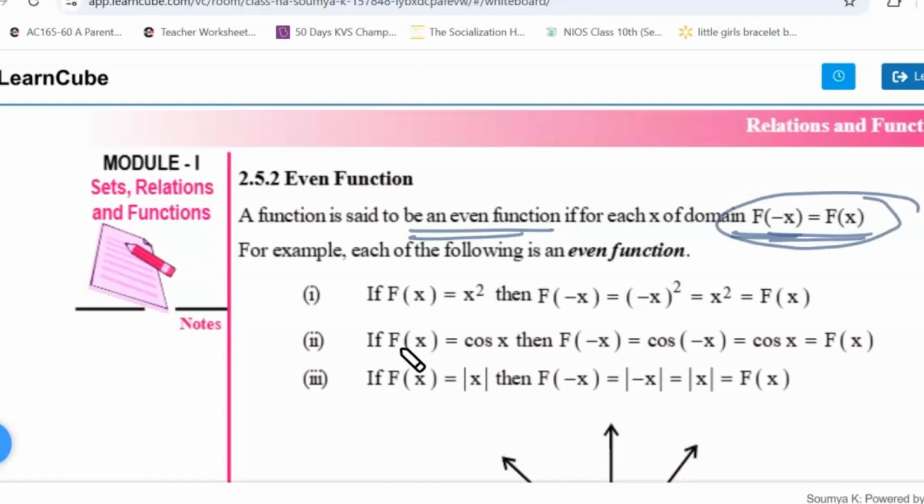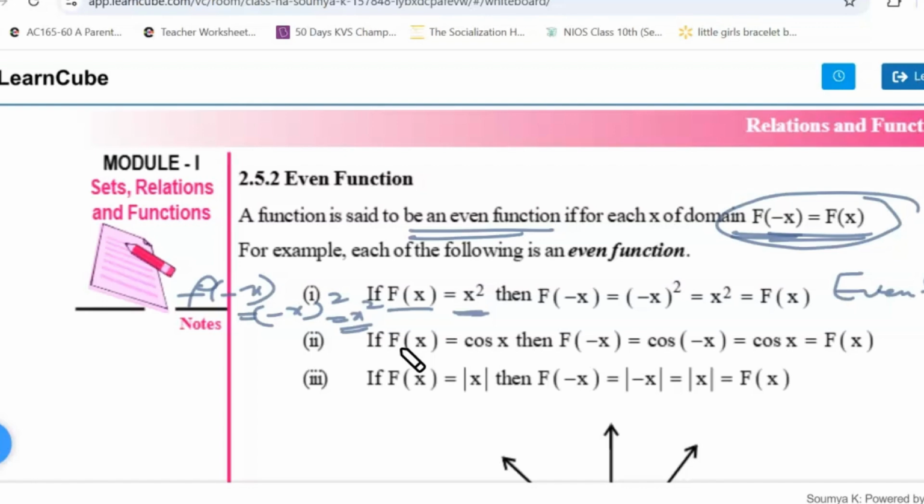Okay, consider a function like f of x equal to x square. When you find x square, f of x is x square. Okay, now consider f of minus x as well. If you put minus x in x square, you will also get x square. Both the values are the same. So in this case, you can call this an even function. Okay. Similarly, for cos x also you can check like that, and for the absolute value also you can check that. So this kind of function is known as an even function.